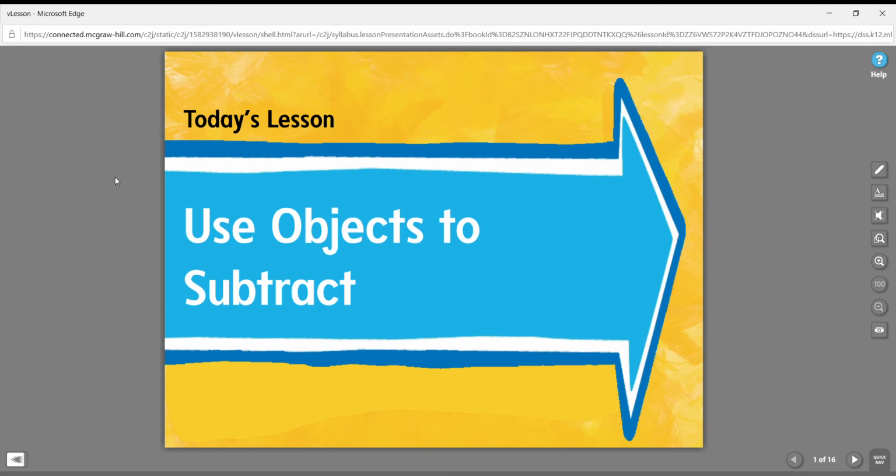Today's lesson is use objects to subtract. And I'm going to use a different way to give you this information today. I'm trying something new. So you're going to get to see on your screen what I'm doing on my screen. You can see my little arrow moving around. This is kind of like when we use the active board at school and you see up there what I'm doing. You'll get to see it here.